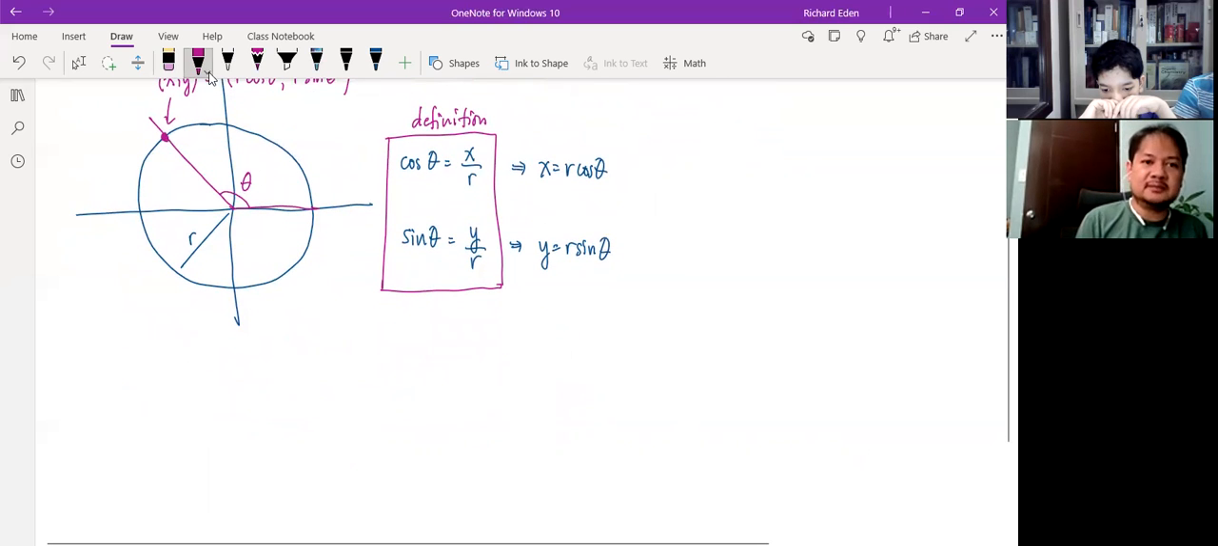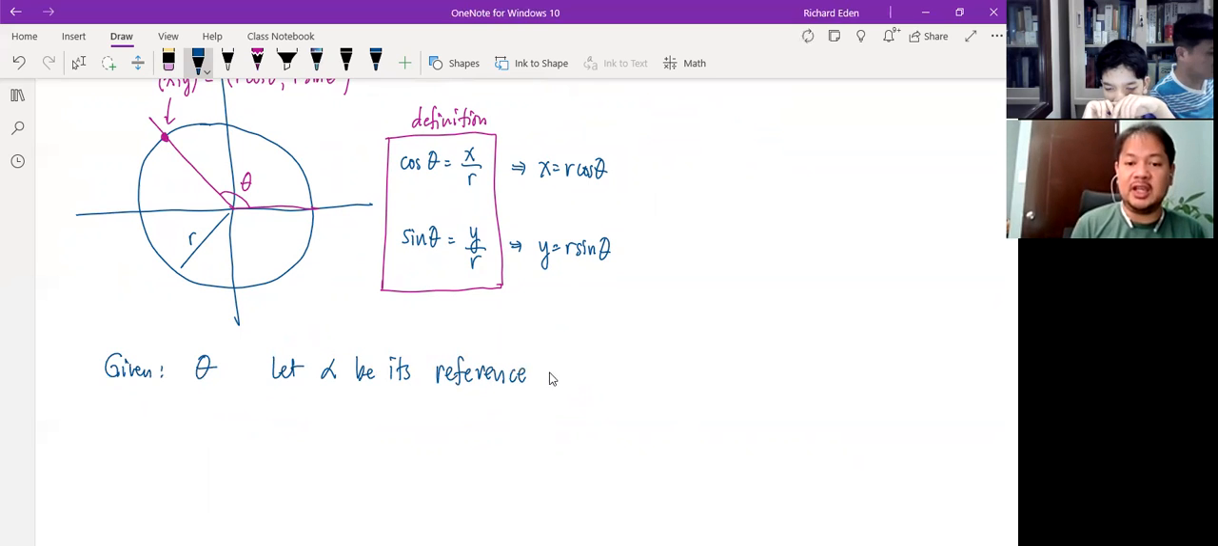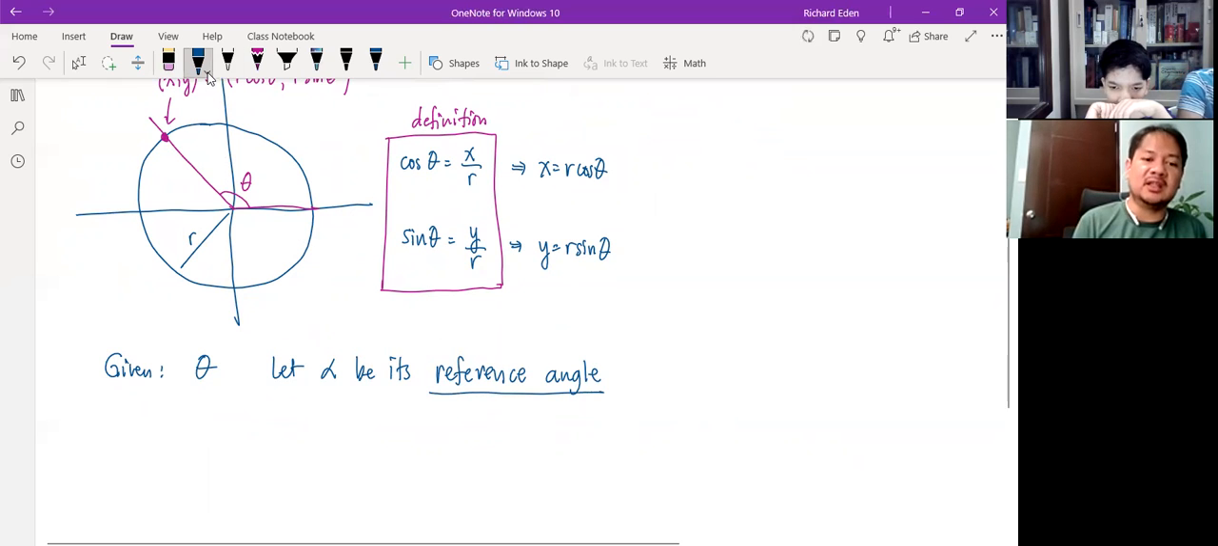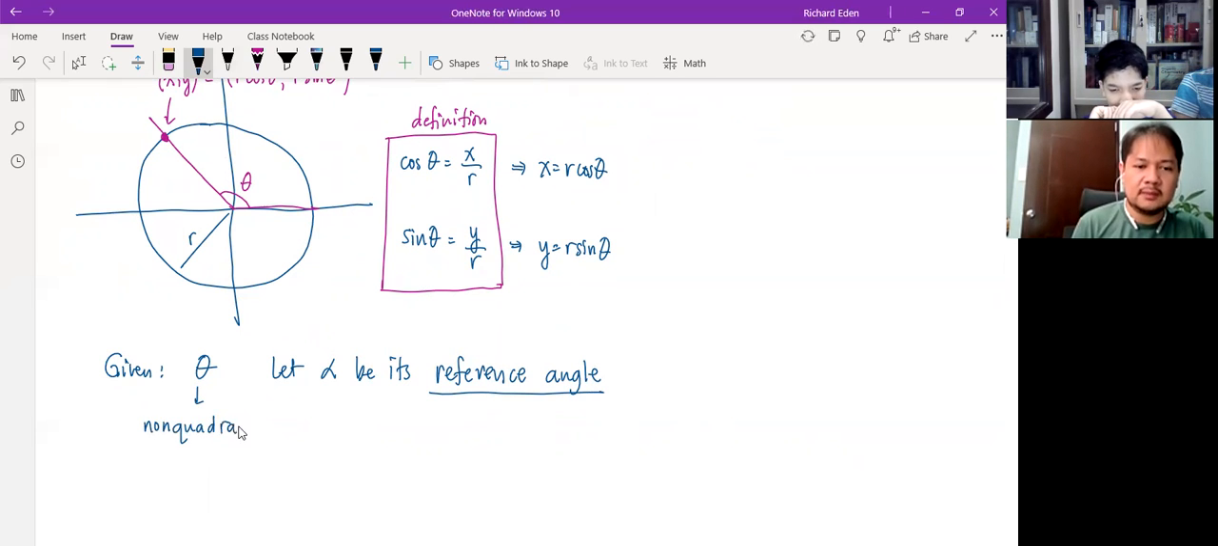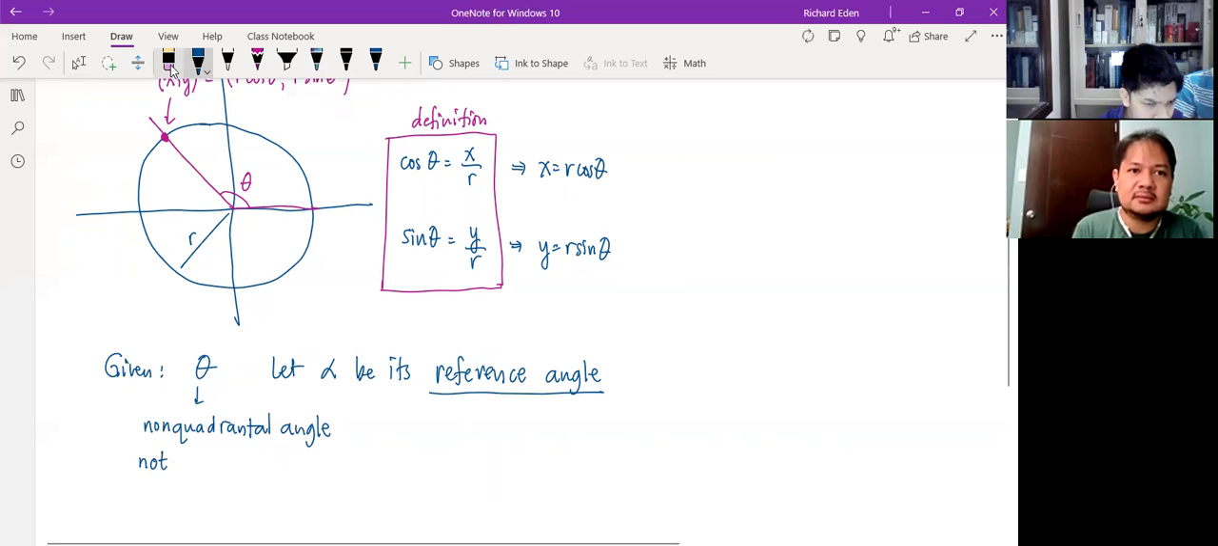All right. So let me write down the process in general. Okay. So given angle theta, let alpha be its reference angle. So I'll explain what the reference angle is. Let me clarify. Theta, let this be a non-quadrantal angle. You don't have to remember all these terms, right? It's just, over time, I picked up these terms. Non-quadrantal angle means not quadrantal, it can be anywhere.